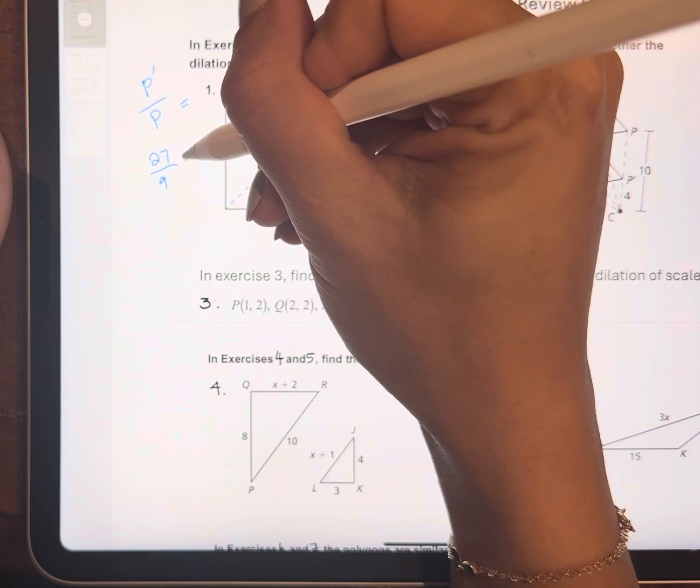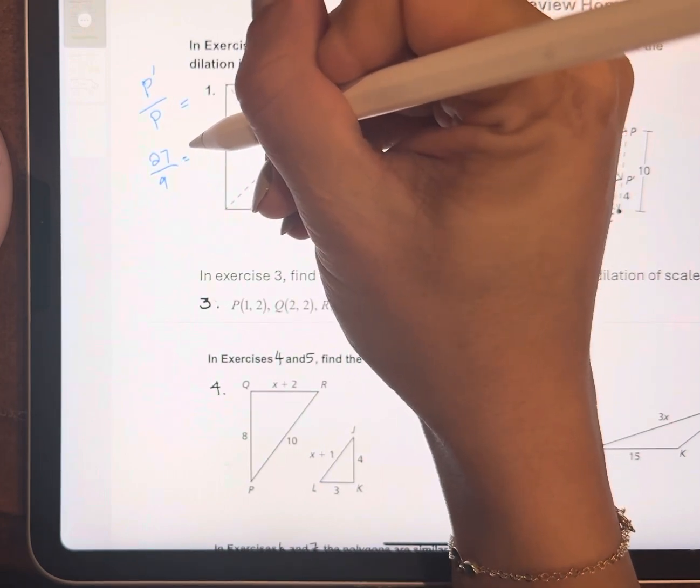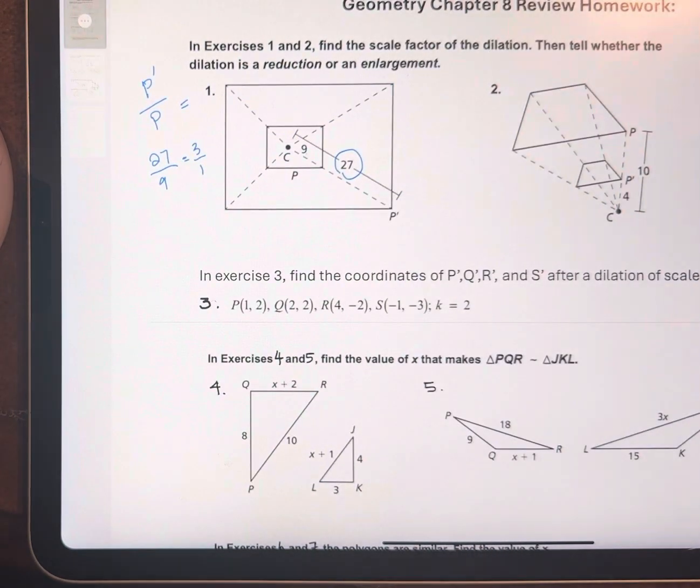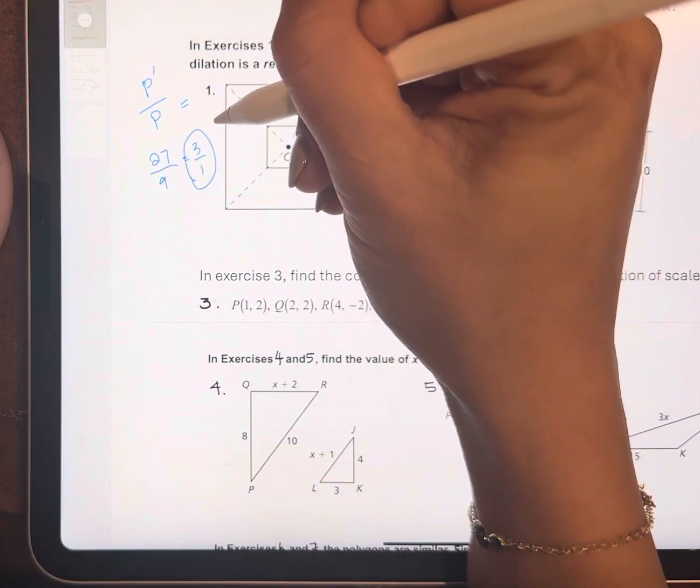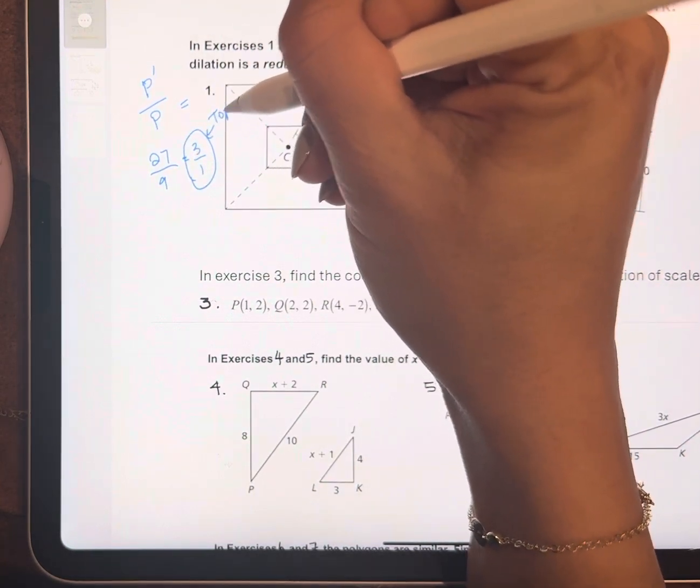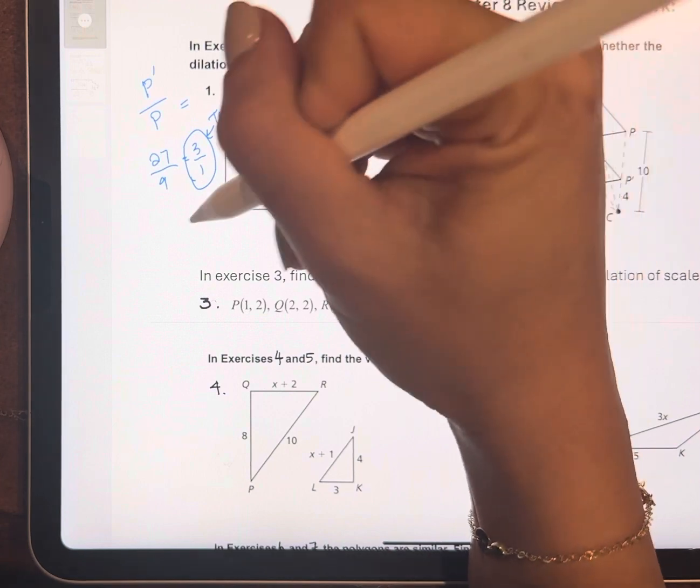It's a little bit hard to read, I'll admit. That's a 3-to-1 scale factor here. Now because the top is bigger, it's an enlargement.